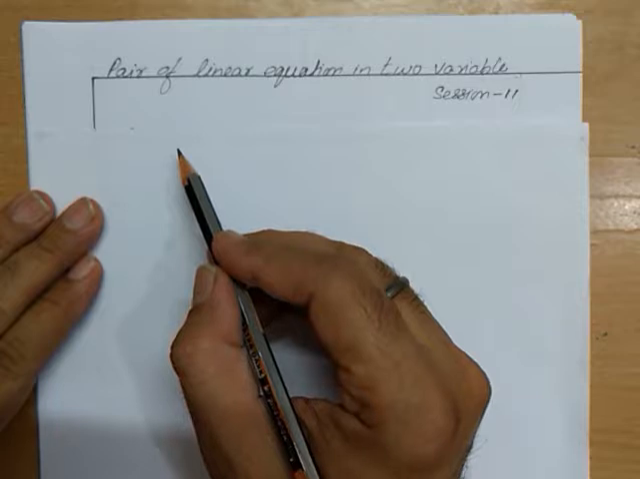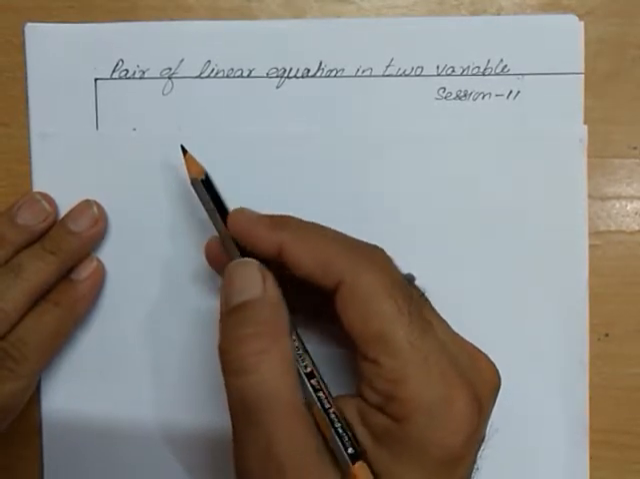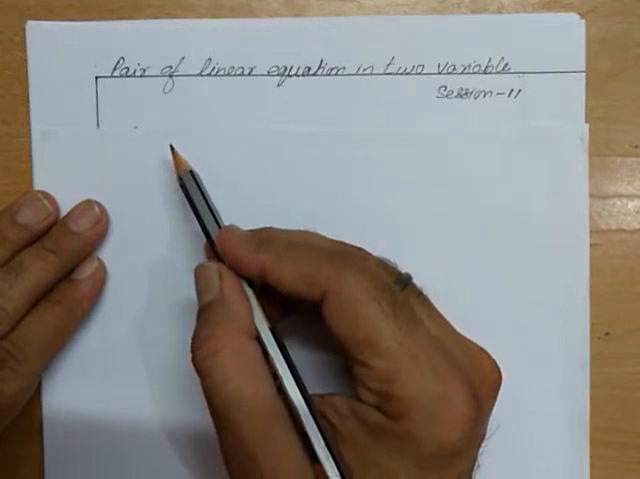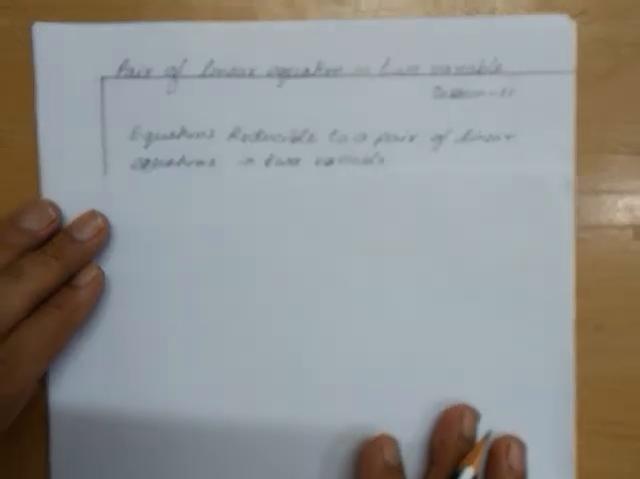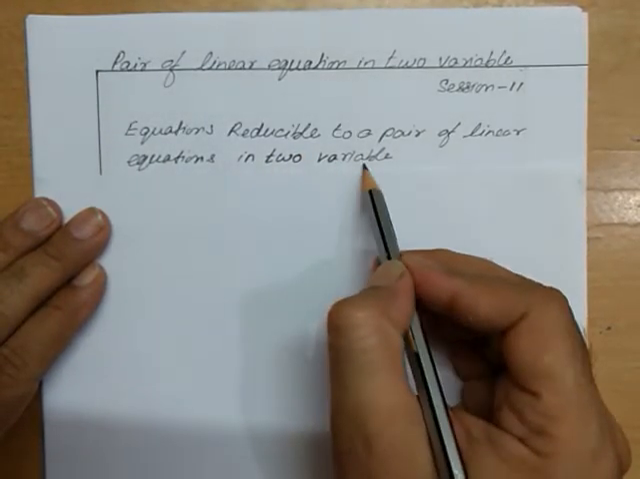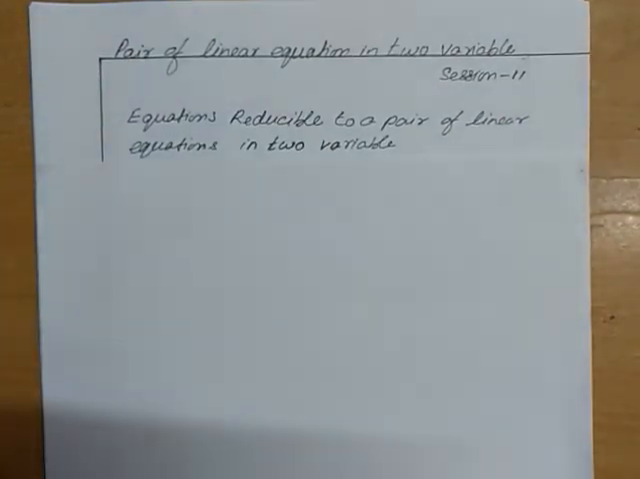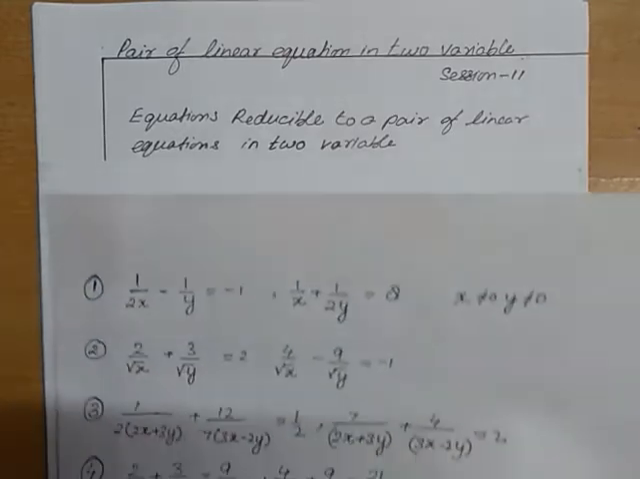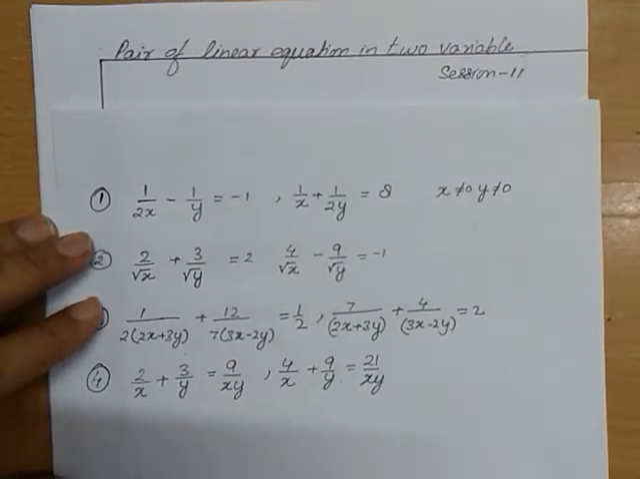In the previous session, we have done problem sums. I have shown you how to frame the equation from whatever information is given in the problem. Now, in this session, we will do the equations reducible to a pair of linear equations in two variables. That means here the equations are given, but they are not exactly a pair of linear equations. We convert them into a pair of linear equations by assuming the values.